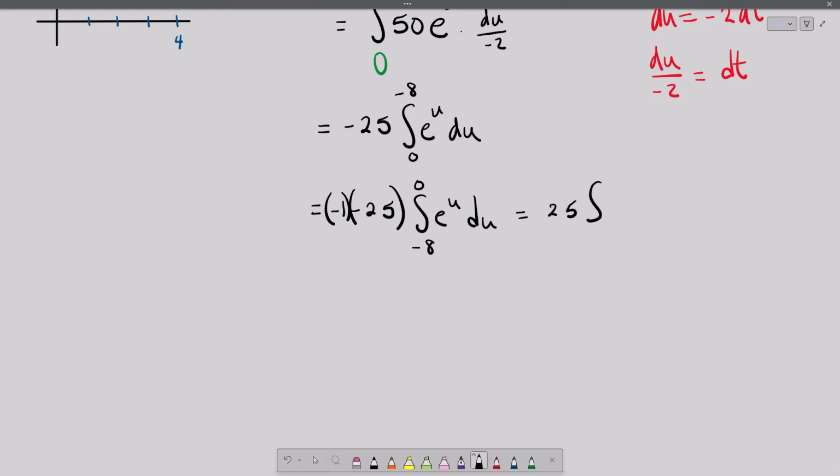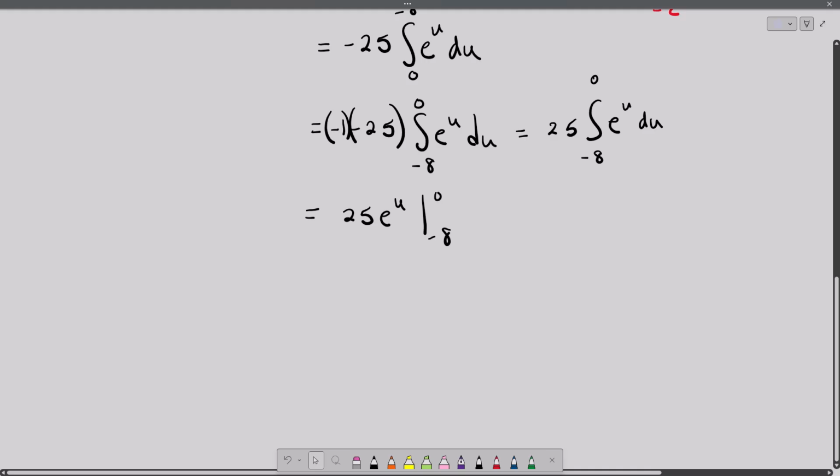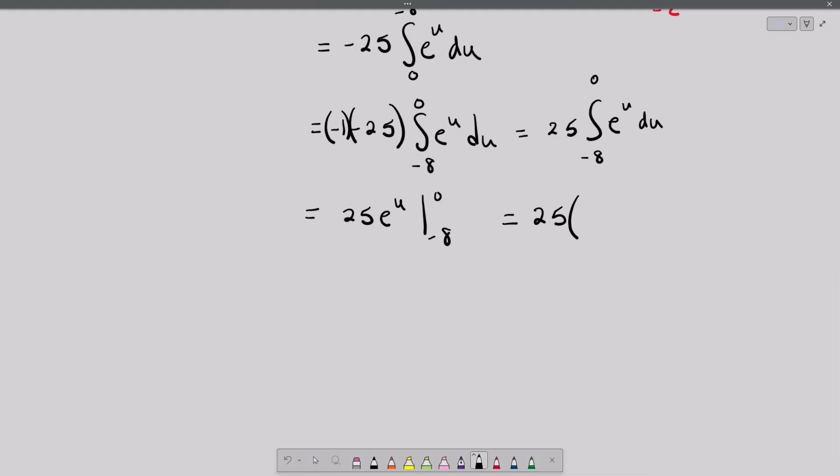All right, so now we're at this stage. Now we're good to go. The integral of the exponential is itself. So we get e to the u from -8 to 0. Now we're doing just our regular fundamental theorem of calculus, saying it's going to be 25 multiplied by the antiderivative at 0. e to the 0 is 1, minus the antiderivative at the lower limit of integration, which is -8. So that's going to be minus e to the -8.